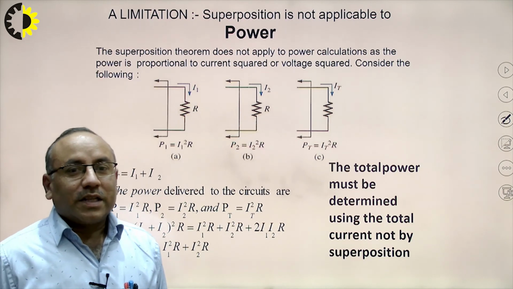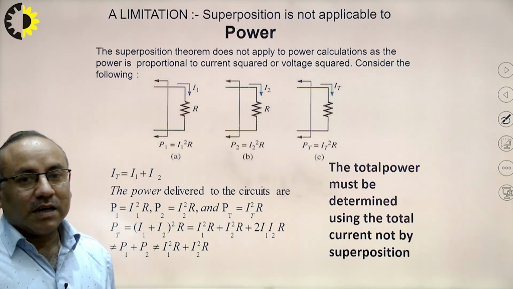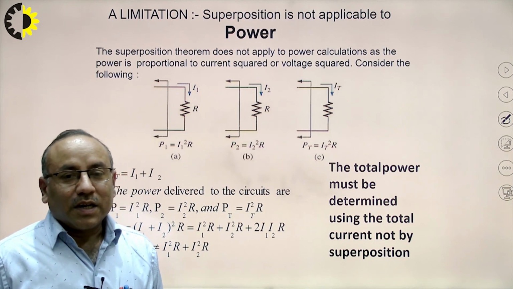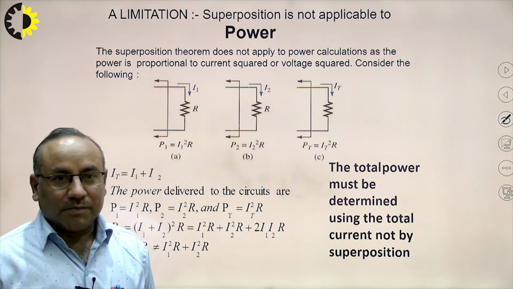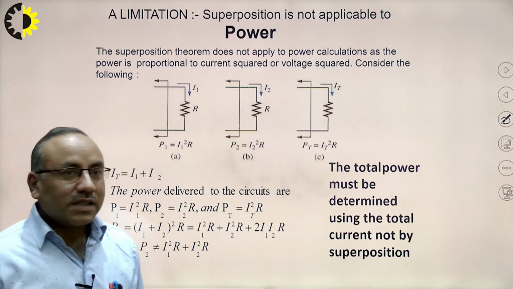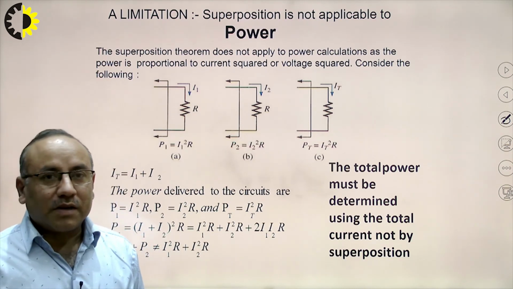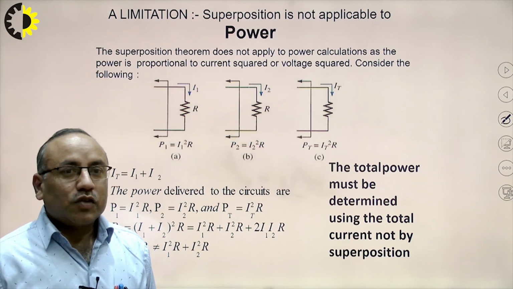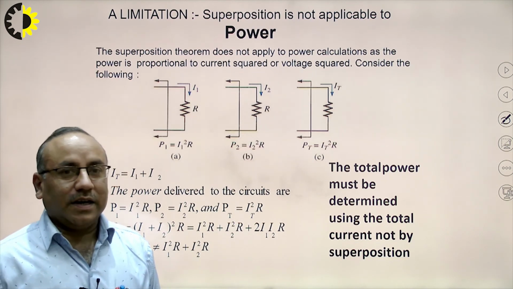So that's why the total power must be found in any branch of the circuit using the total current supplied in the branch, not by using the superposition principle or superposition theorem. That is the conclusion drawn from this. Or we can also say, in other words, this is a limitation of the superposition theorem: we are not able to find the power in a circuit with the help of superposition, or superposition is not applicable for finding the power in a circuit. Thank you.